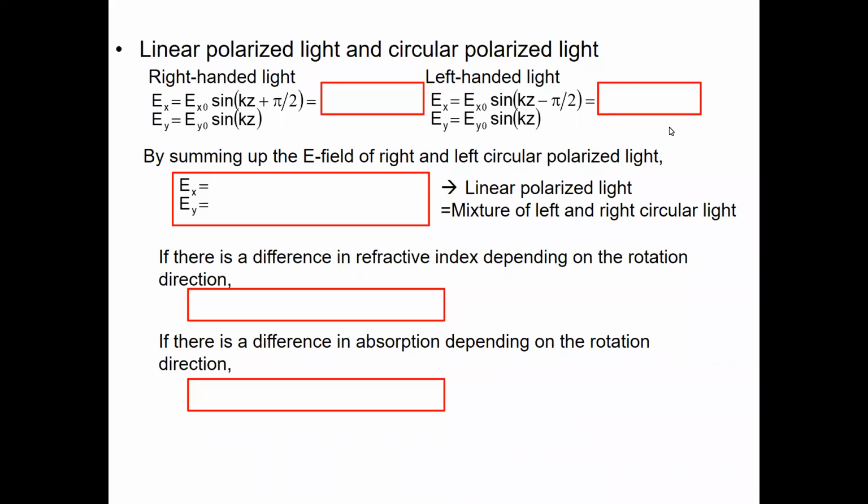Now, let's think about the relationship between the linear polarized light and the circular polarized light. As we've already studied, you can see that one of the polarizations is phase shifted by π/2, and then they are synthesized with the EY, and it becomes a circular polarized light.